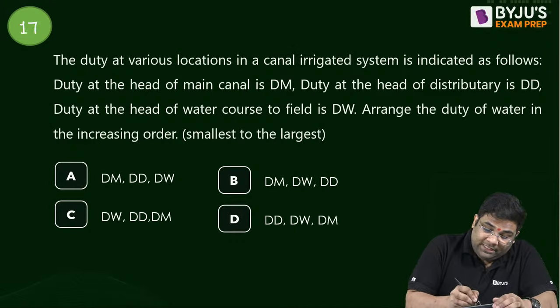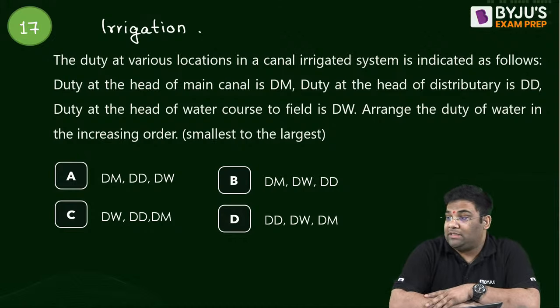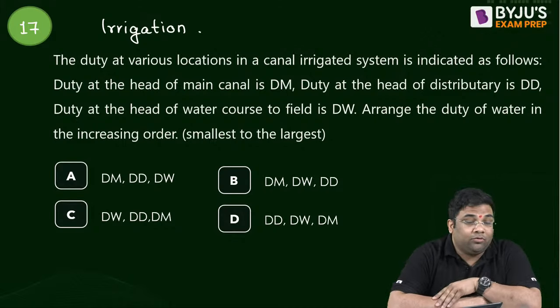17th question, irrigation engineering. Please answer this question. I have discussed this thing also. A few days back, I was solving questions on hydrology and irrigation and discussing this concept. Please answer very fast. Only 17 questions are done. We have to solve 65 and then 100. So please, come on, very fast. I want you to be fast. You have to develop the acumen to solve questions fast.